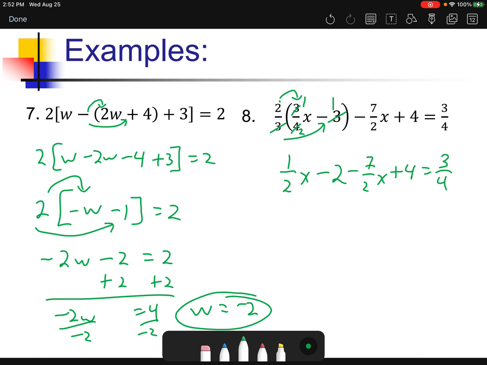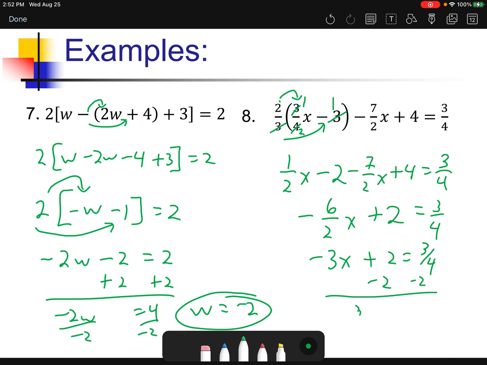Now, combine like terms. Well, 4 minus 2 is plus 2. 1/2 minus 7/2 is negative 6/2 x. But I'm pretty sure we know that that's negative 3. Looking good so far. Subtract 2. Now, what's 3/4 minus 2? Well, 2 is 8/4, right? Well, 3 minus 8 is negative 5/4.